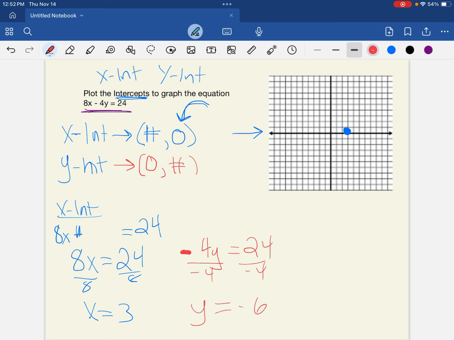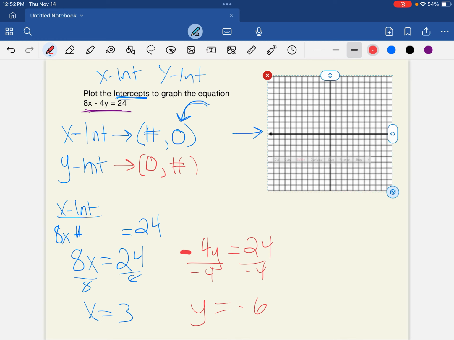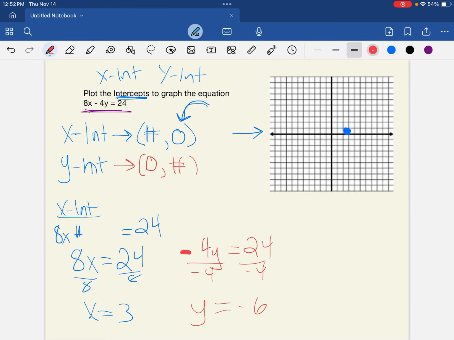Okay, what this means is that my y-intercept is happening at y is equal to negative 6. And there, oh my God. There's my point. Okay. Side note, if you know how to make it stop doing that, please let me know.